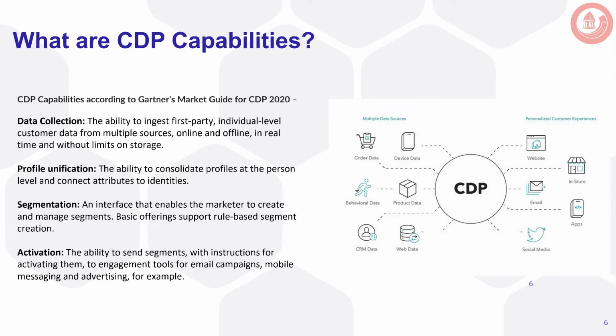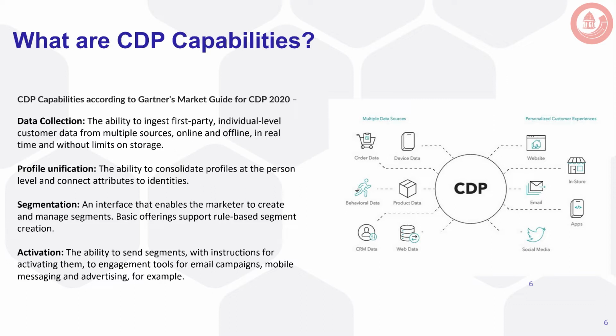The third one is segmentation. Segmentation is an interface that enables the marketer to create and manage segments. Basic offerings support rule-based segment creation, where we can provide some rules to calculate the segments. And these segments could be dynamic or real-time in nature.